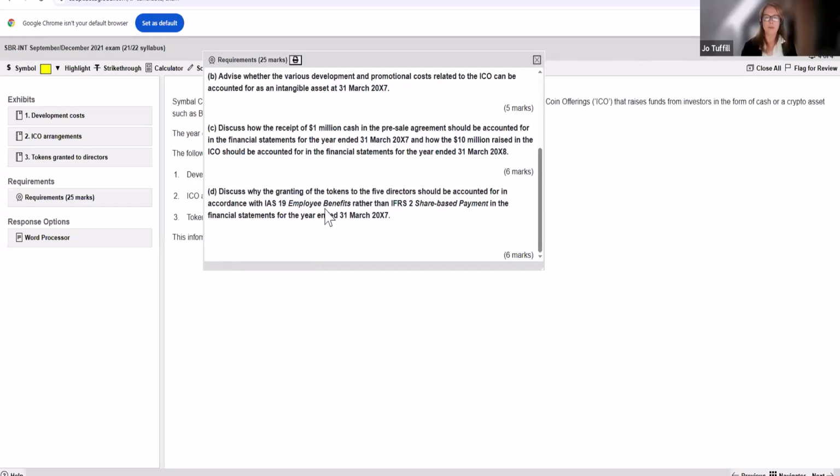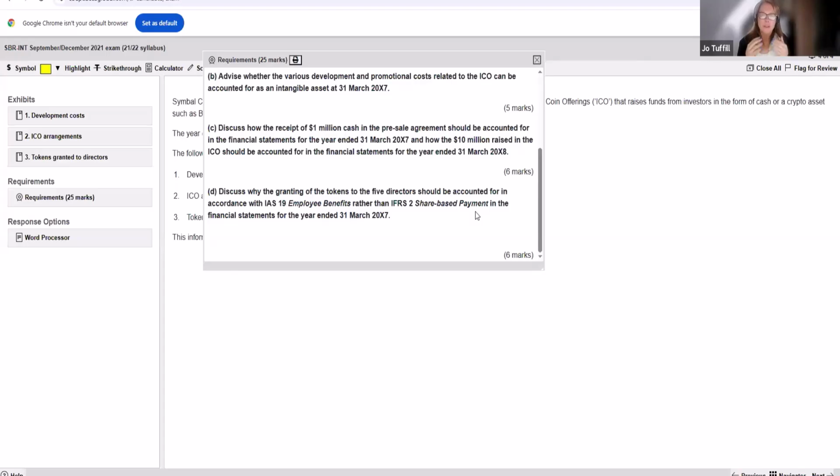Should it be accounted for in accordance with employee benefits and not share-based payments? So it's not as bad as you think. They don't leave you hanging. They give you some direction. Okay? Part B was an intangible asset direction.